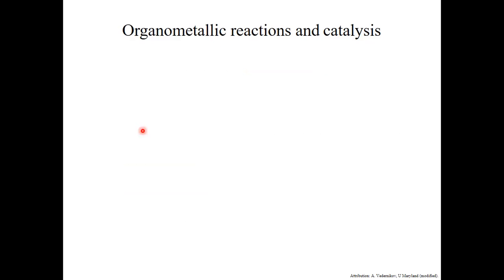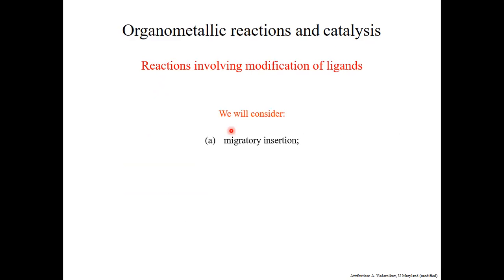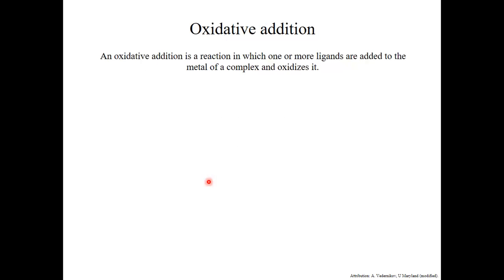Now there's a second type of reaction that we will discuss, and these are reactions involving modification of ligands. These reactions will be migratory insertion, and that is a reaction between a neutral unsaturated ligand and an anionic ligand. So the neutral ligand actually inserts into the anionic ligand to give a larger ligand. And the second reaction will be the β-hydride elimination.